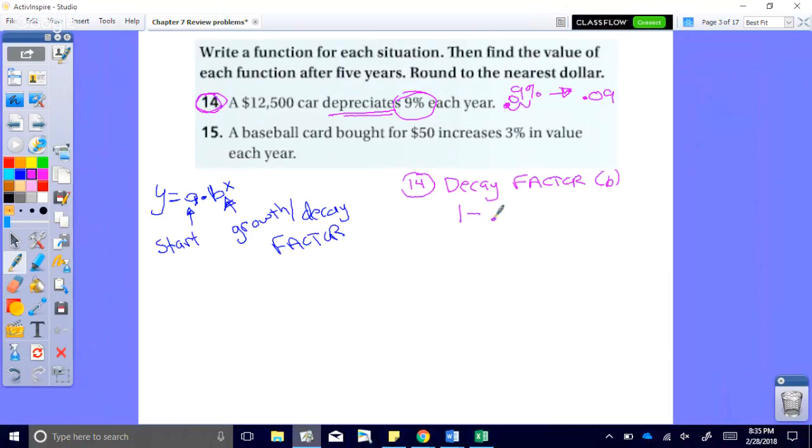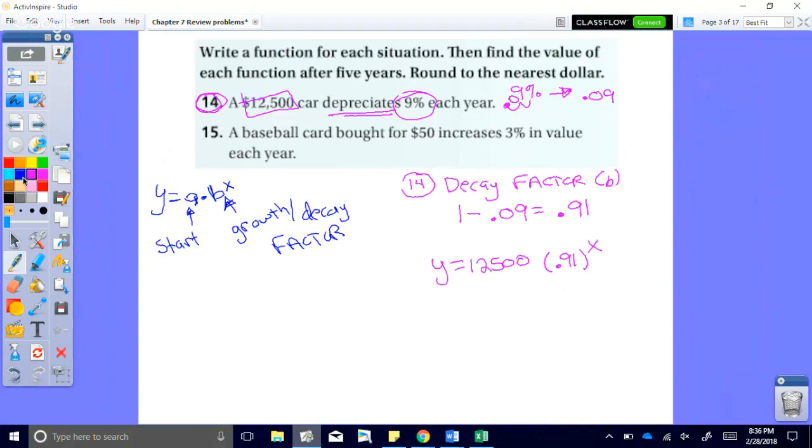If I take 1 minus 0.09, I get 0.91. So when it comes to writing my equation, I have some a times 0.91 to the x. Then we need the starting value. The starting value for number 14 is 12,500. So my equation is 12,500 times 0.91 to the x.